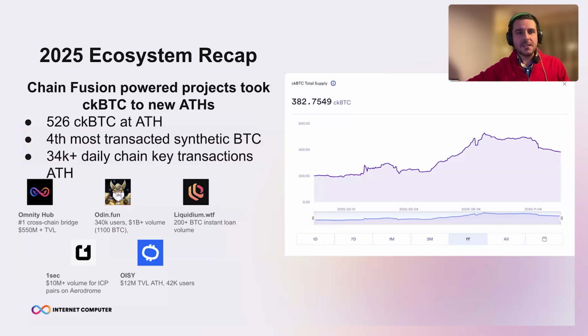And Oisy, which is our network custodied wallet, reached a 12 million TVL as an all-time high, and they managed to get 42,000 users so far. So if you can go to the next slide.